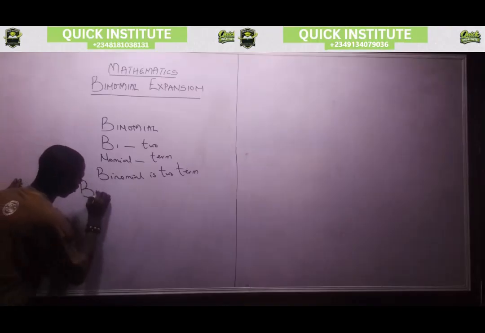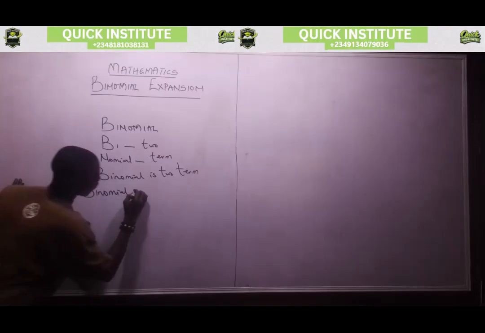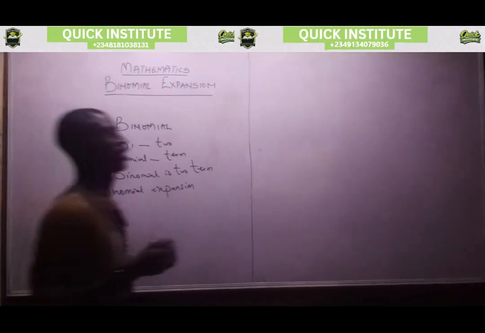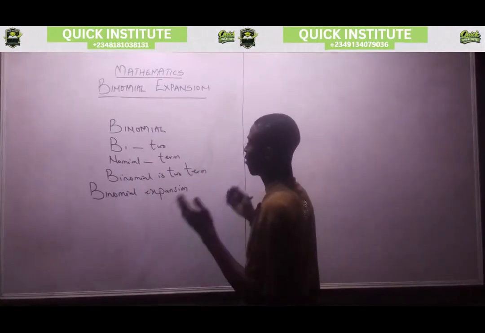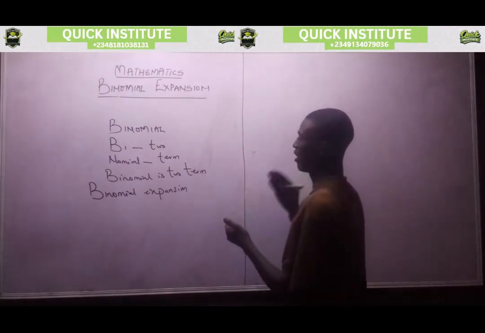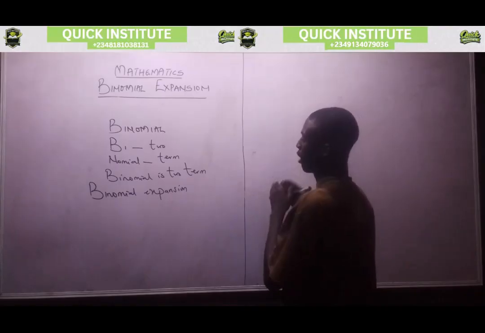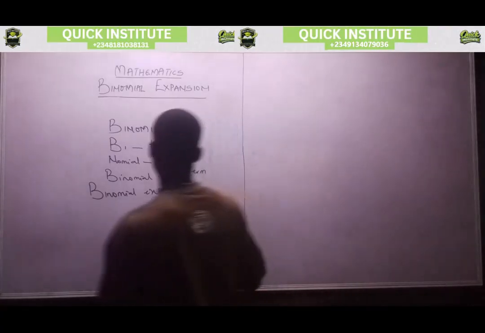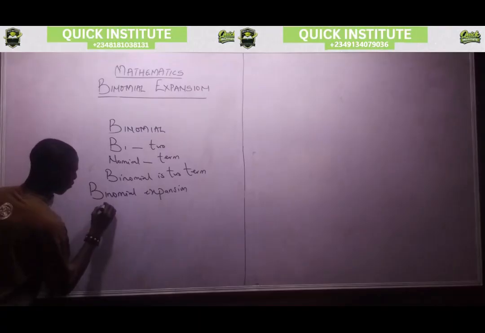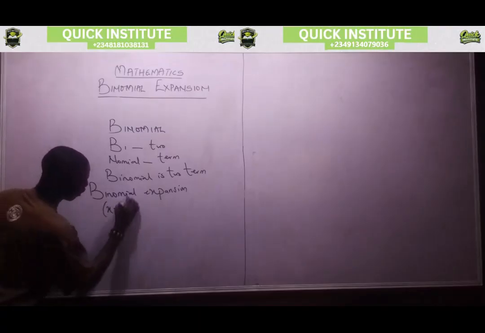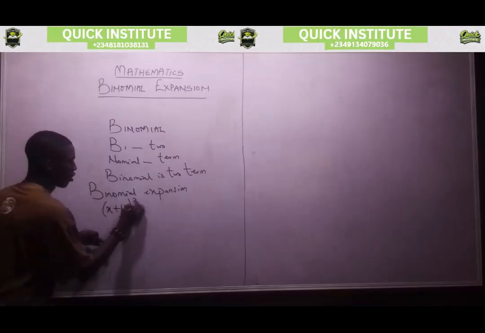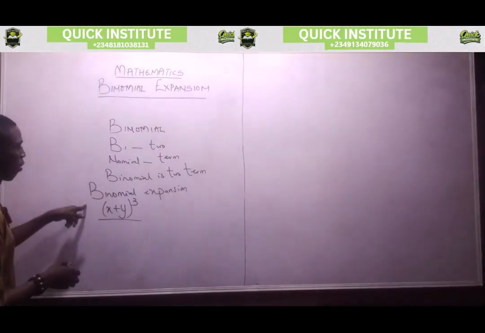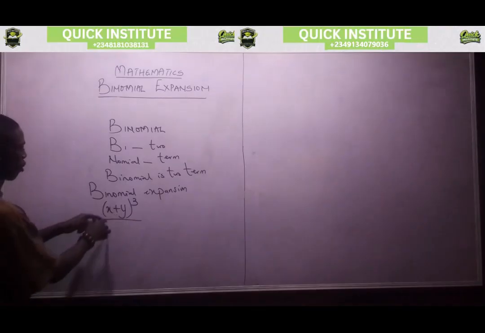Now, we are moving to binomial expansion. This binomial expansion is the procedure of expanding a binomial that is raised to a power. For example, let's say x plus y that is raised to the power of 3. That's what we call binomial expansion. From the word binomial means two terms.